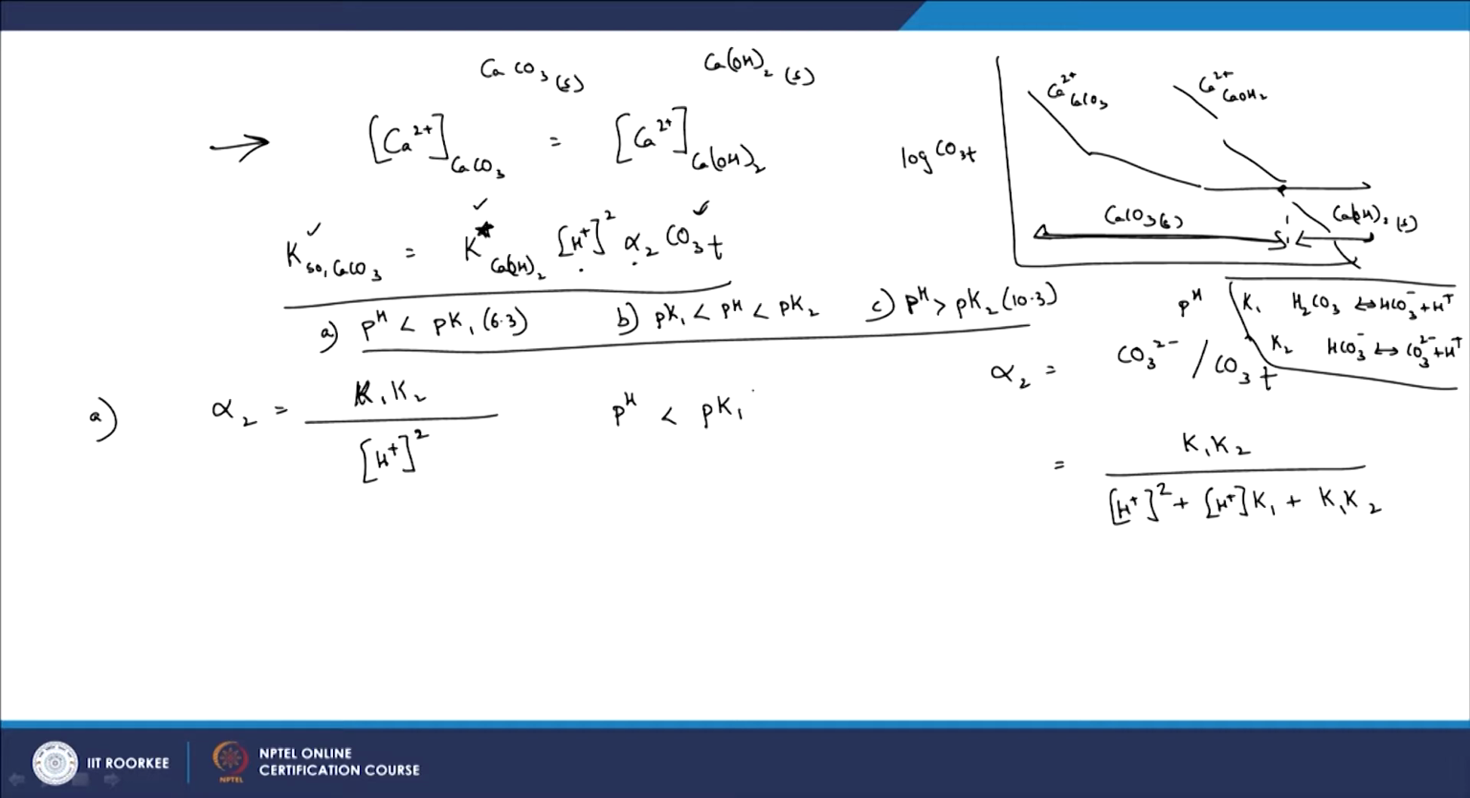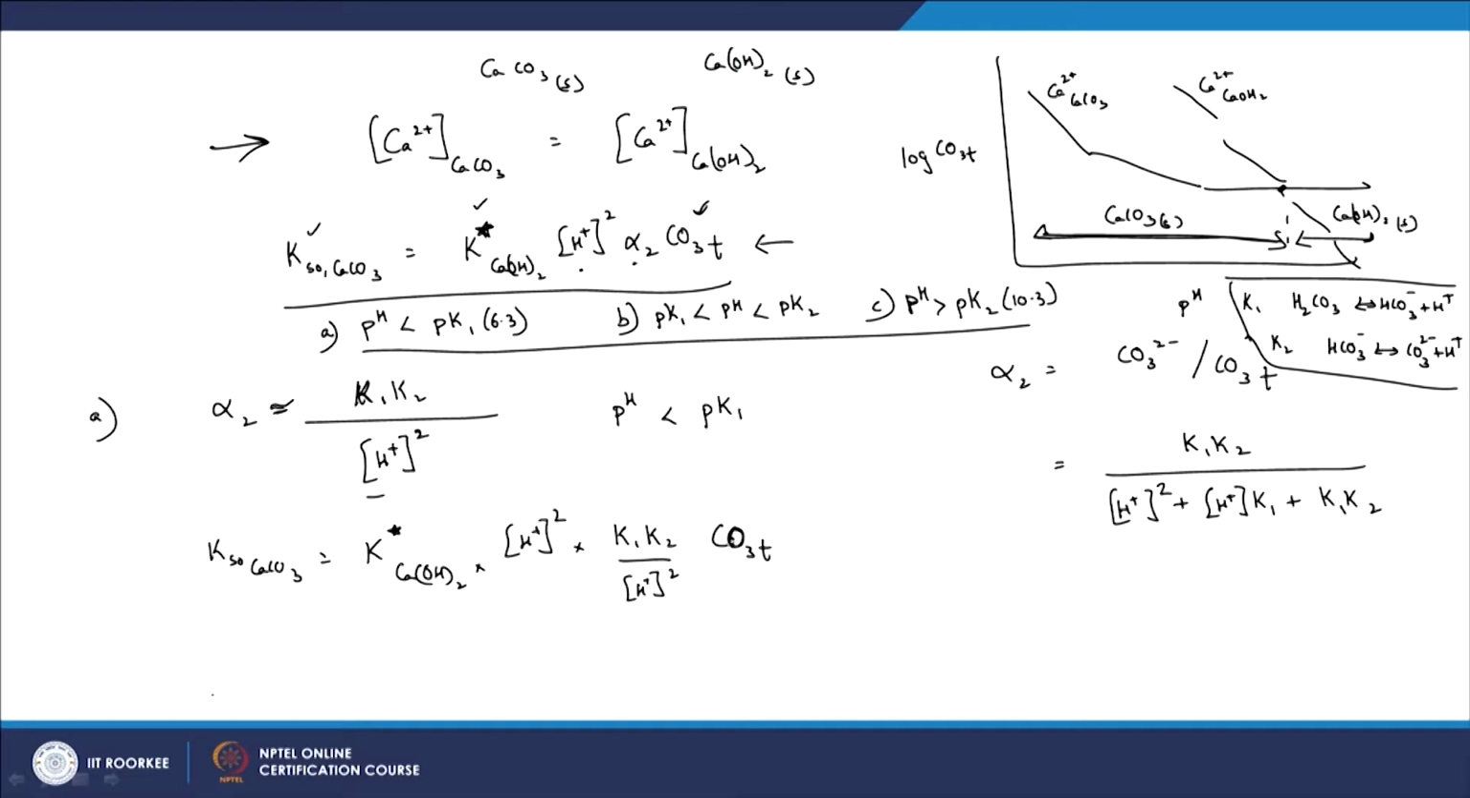So obviously keep in mind that we are making some approximations here. So alpha 2 is going to be equal to K1 K2 by [H+]². I'll plug this into my equation here. So what do I end up with now? I'm going to have Ksp of CaCO3 will be equal to K* of Ca(OH)2 into [H+]², into alpha 2, which is now K1 K2 by [H+]², into CO3 total.